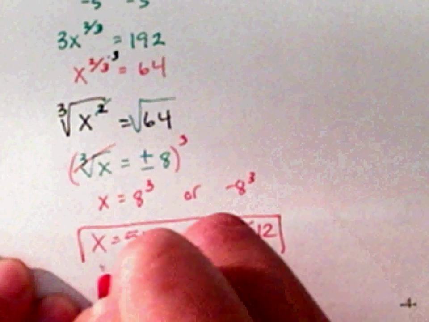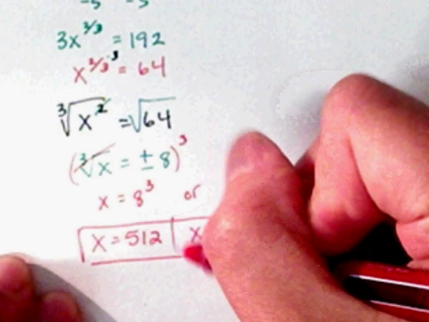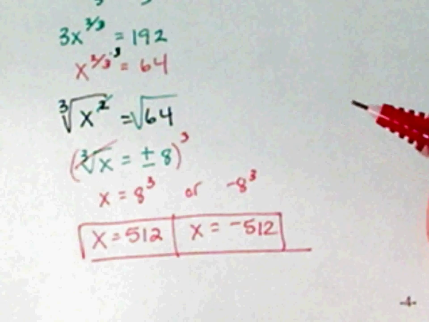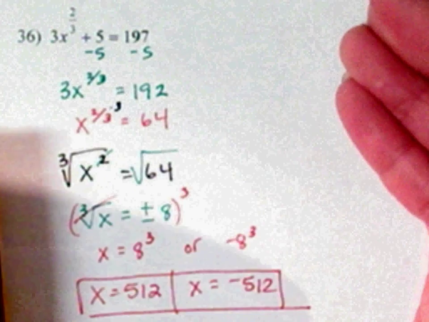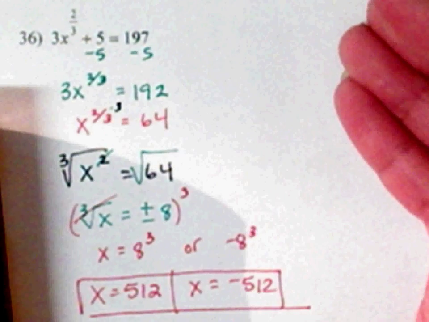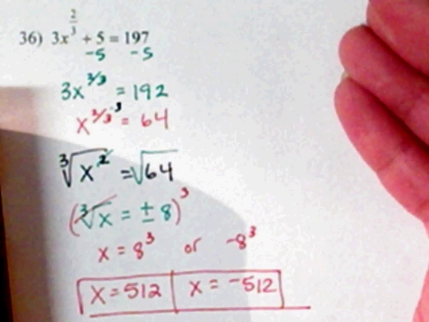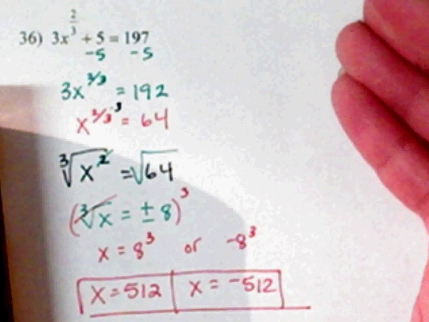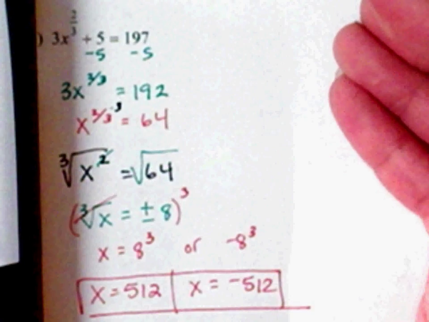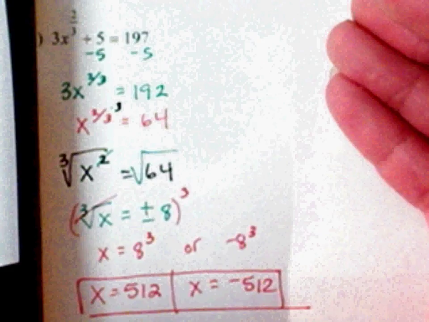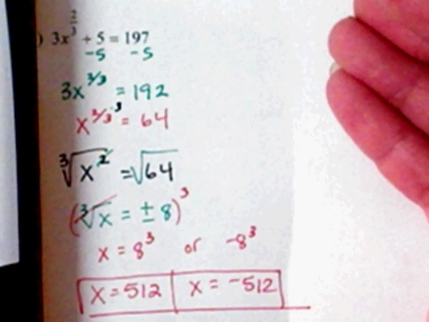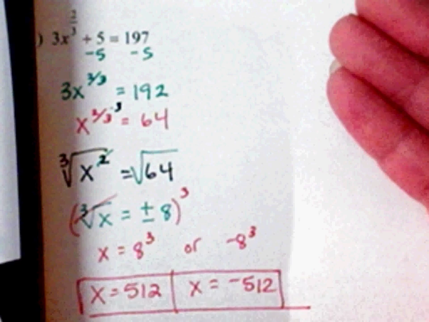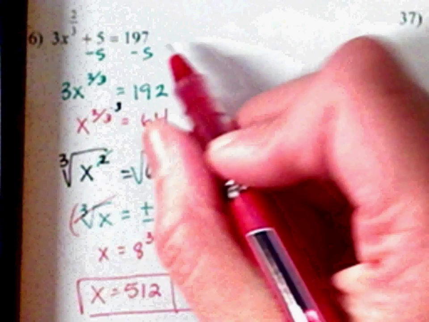Make sure you check your solution, okay? To check your solution, this is what I would type. I would type 3 times 512 raised to the power of 2 divided by 3. Right click, plus 5. Did that one work? Yes, it was 197. Look what I just typed, okay?